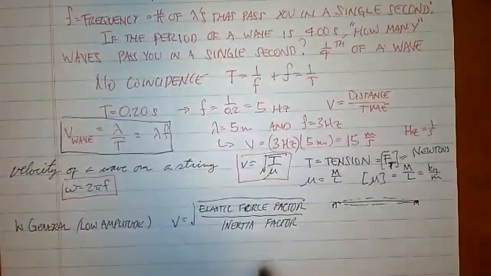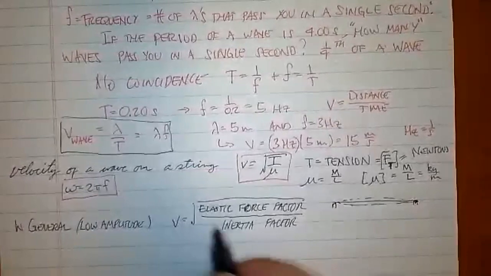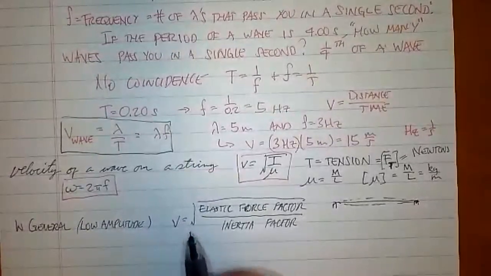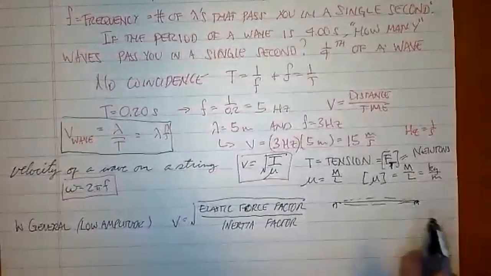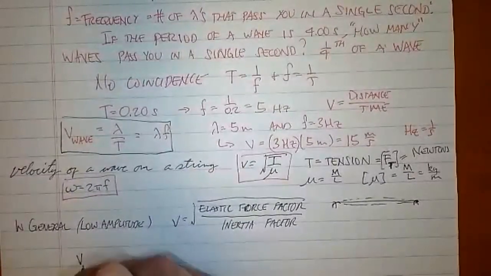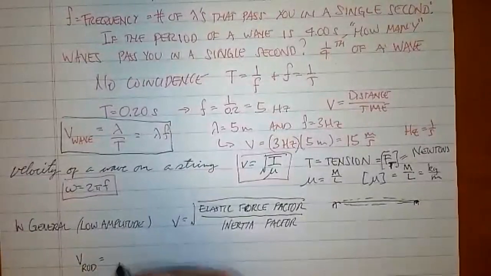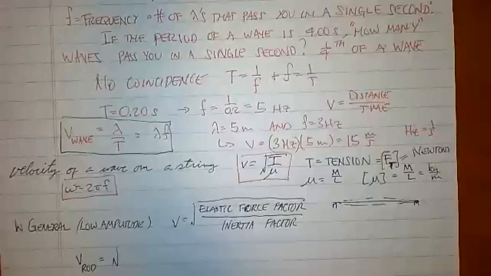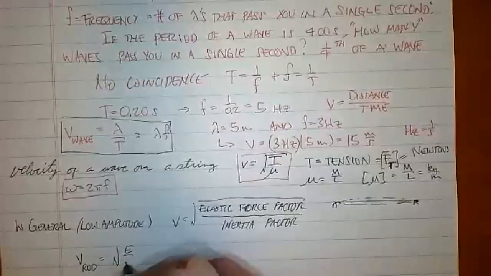Okay. So that leads us to some very specific results. This very generic result. If you want to know, for instance, the velocity of a wave going through a rod, then that turns out to be the elastic modulus over the density.